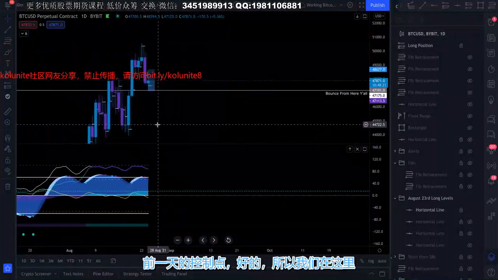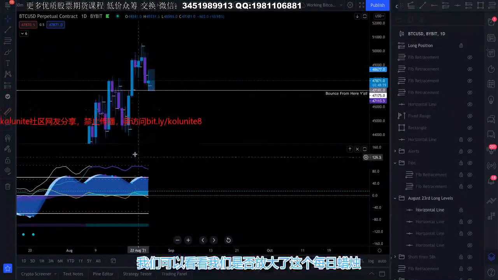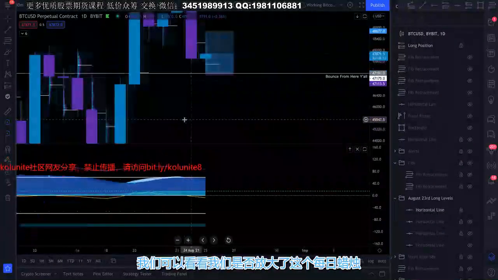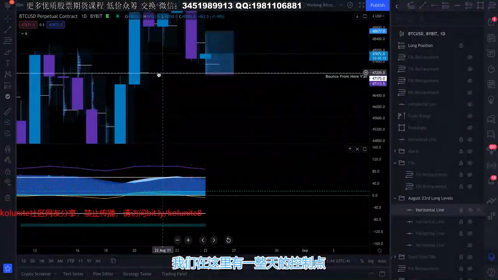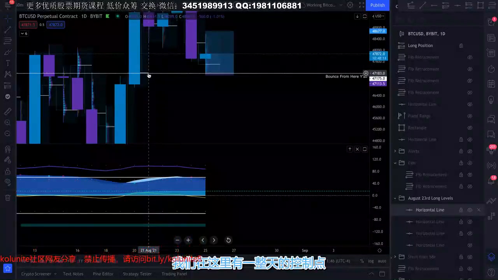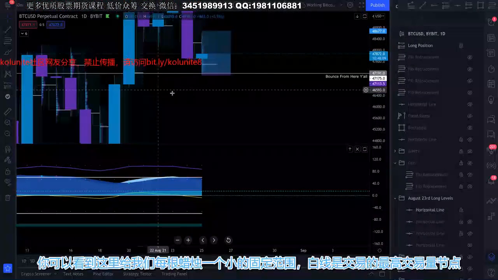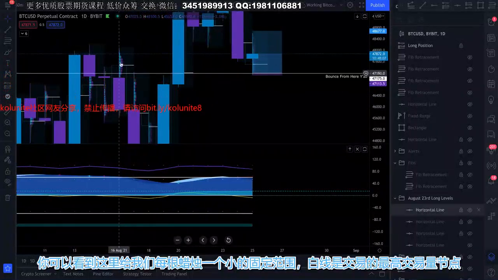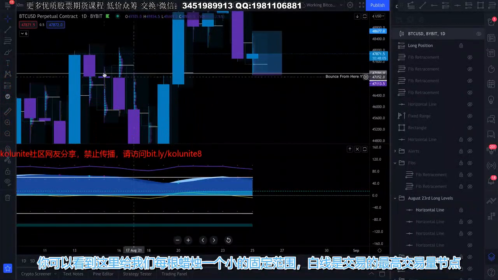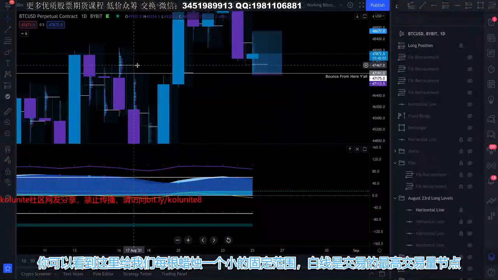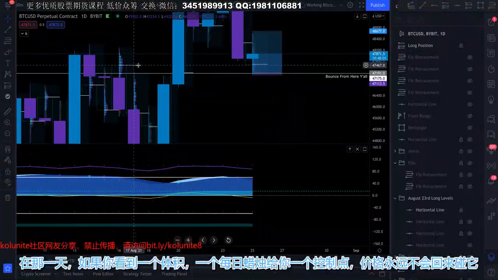And so we had down here, we can see if we zoom in on this daily candle, we had right here a point of control for the whole day. Basically, it's giving you a volume profile for every candle. You could see here, it's giving us a small little fixed range for every candle, and the white line is the highest volume node that was traded for that day.